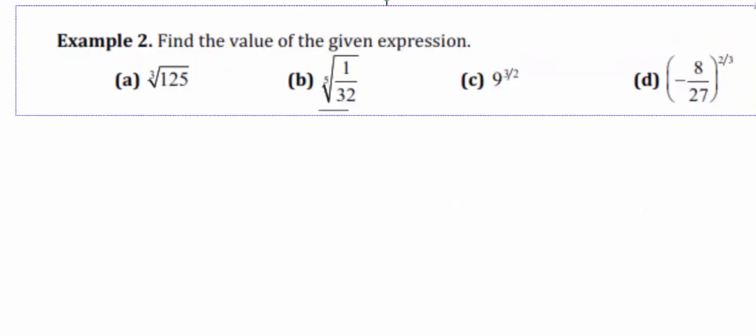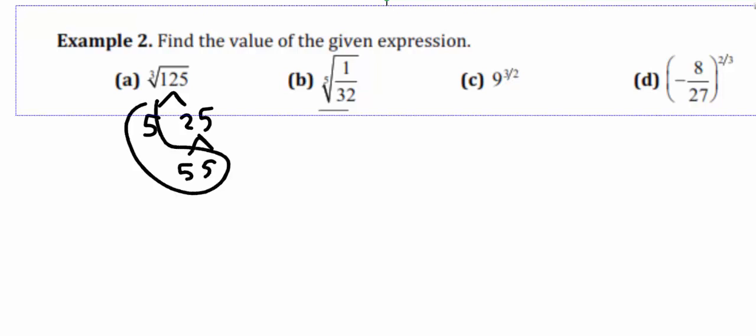So now we just need to simplify these things. So with this guy, we got to figure out what times itself 3 times equals 125. Hopefully, you're thinking 5. Let's go ahead and take a look at this. So 5 times 25, right? Then 25 is 5 times 5. So you see how we have 3 5s?